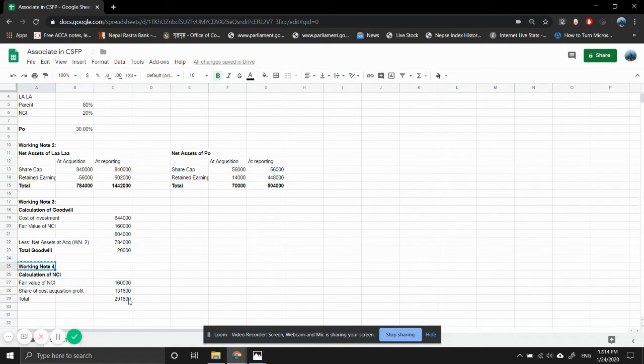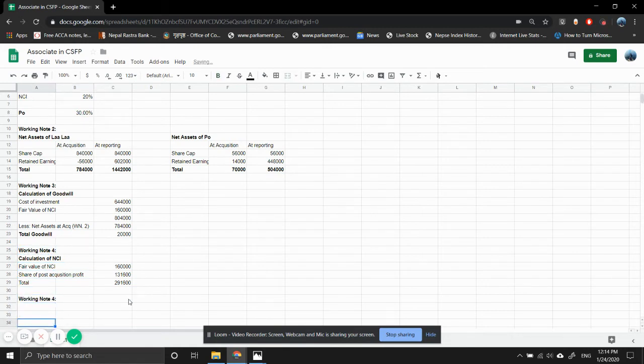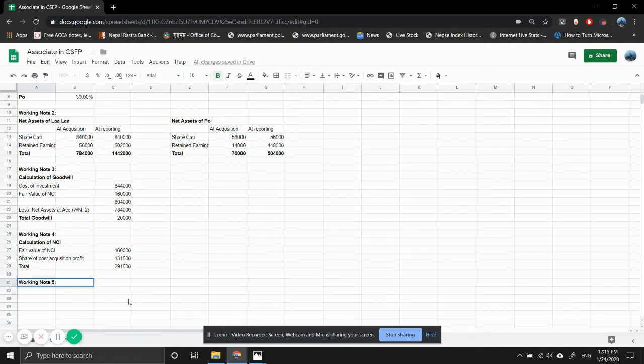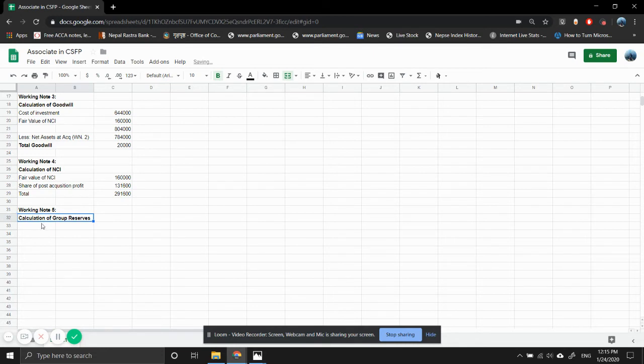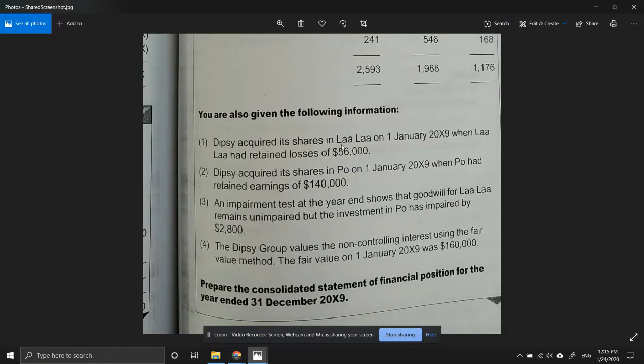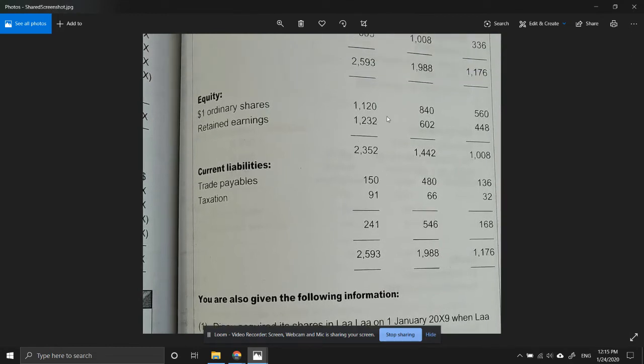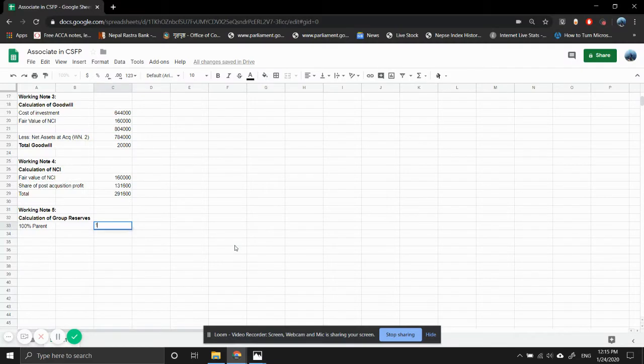So next would be our calculation of reserves, group reserves. Calculation of group reserves. So how do we calculate group reserves? First of all, we take 100% of parent's income. Parent, right? So how much has the parent earned? Let's see over here. So it's parent's retained earning, this figure 1232. 1232. That's in thousands. So I'm just writing it in thousands.